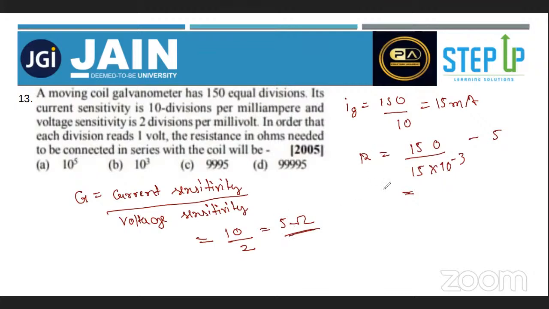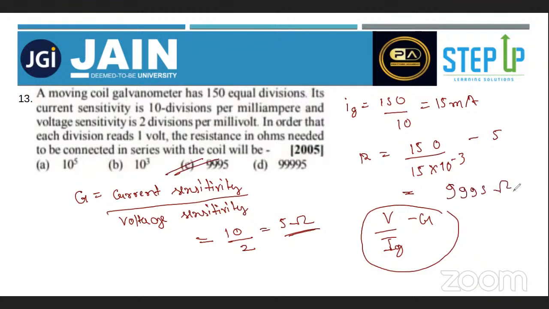Basically, the formula is V by Ig minus G: the voltage upon the current in the galvanometer minus the resistance of the galvanometer. It will give you an answer of around 995. This is a very common question. Basically you'll get 10,000 minus 5, which gives 995.